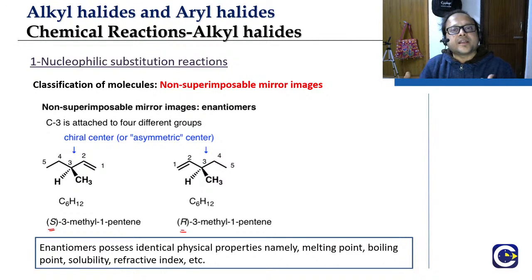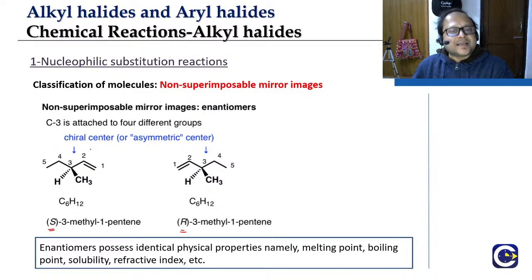With these RS configurations, you can have diastereomers and all. We are going to keep things a little simple now, and its technical name, don't bother much about R and S. It is a way of naming different enantiomers, right?